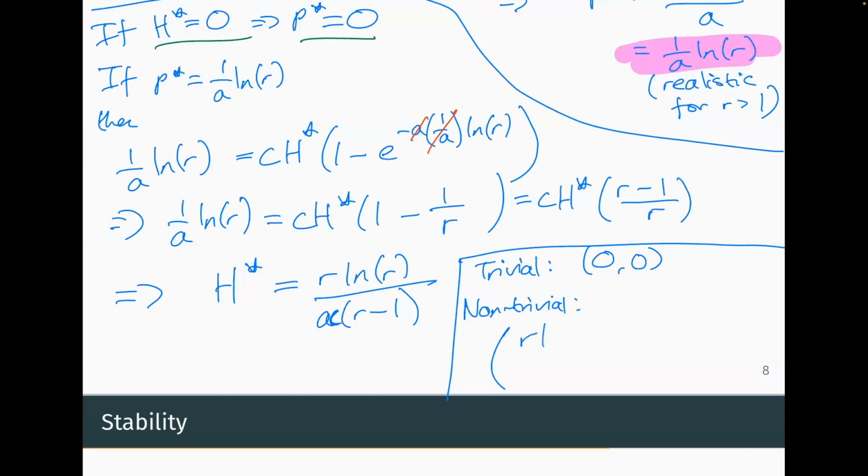So a non-trivial equilibrium, just worked out as R log R over AC(R minus 1) and 1 over A log R.